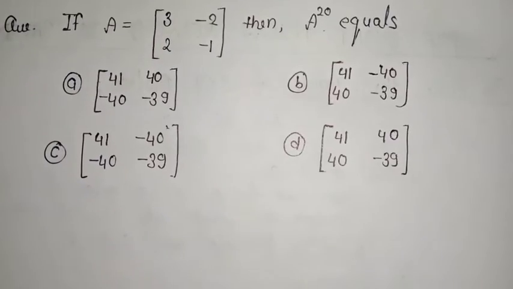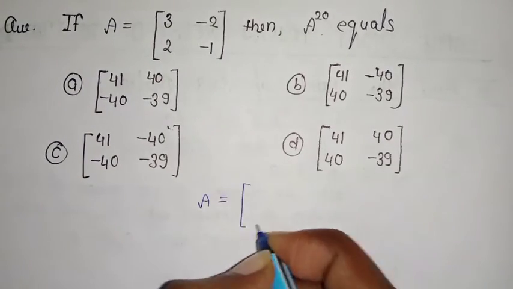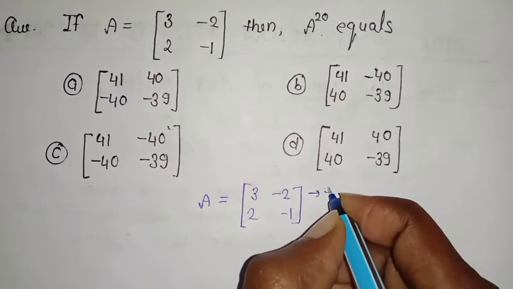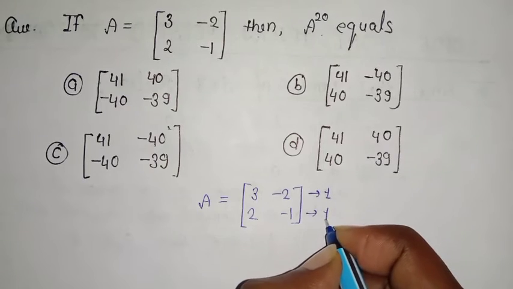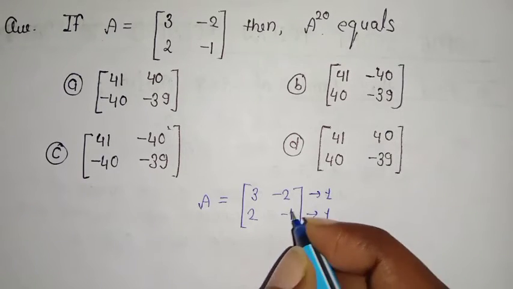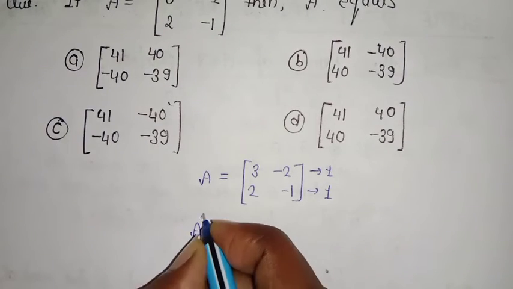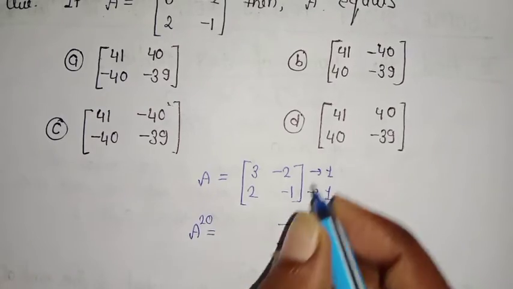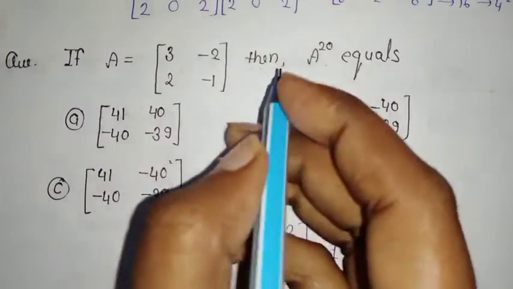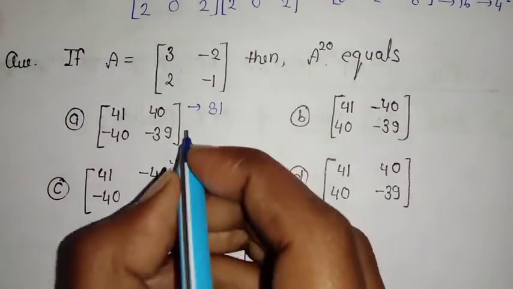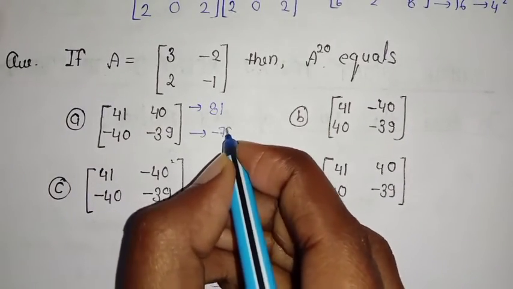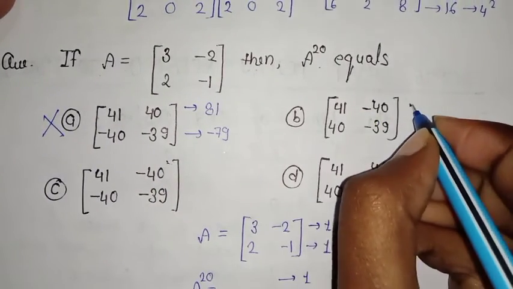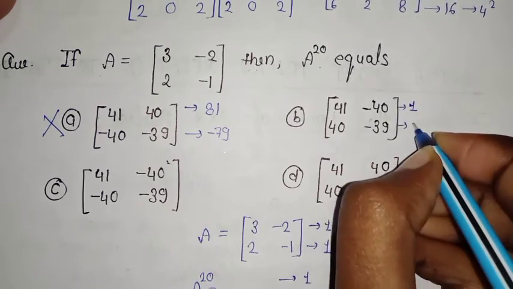Firstly, we will check the row sum of A. 3 minus 2, 2 minus 1. You can see that the row sum is 1 here, and 2 minus 1, the row sum is 1 here. So the row sum is the same. So A raised to power 20 also has row sum 1 and row sum 1. So we will check which option has row sum 1. If you see, this becomes 81, this becomes minus 79. So this option is discarded. Now we will take the second one. The row sum is 1 here and the row sum is 1 here. So this one is correct.